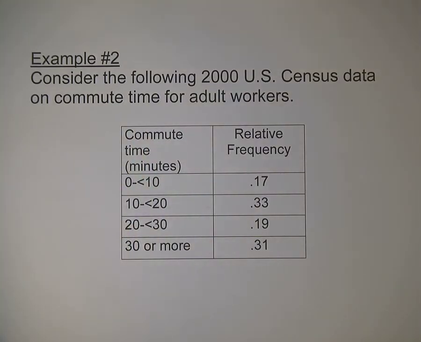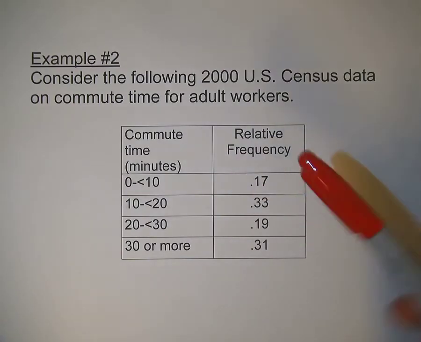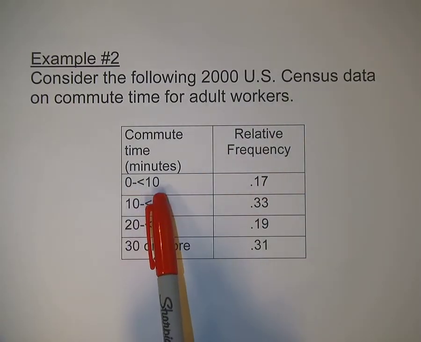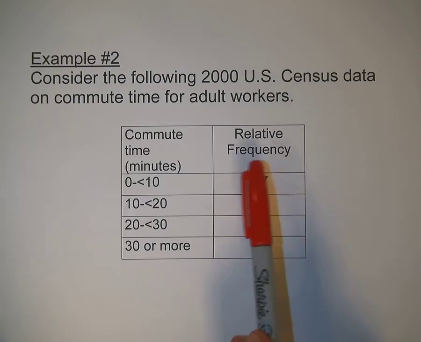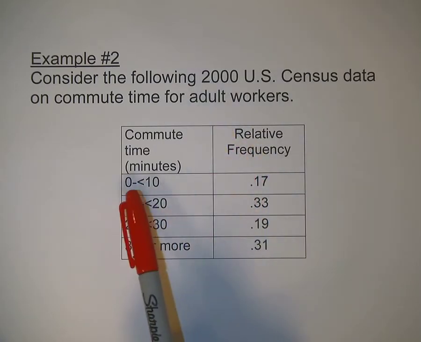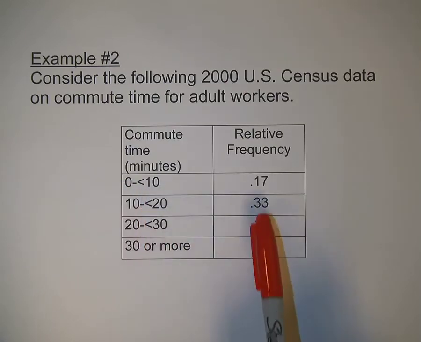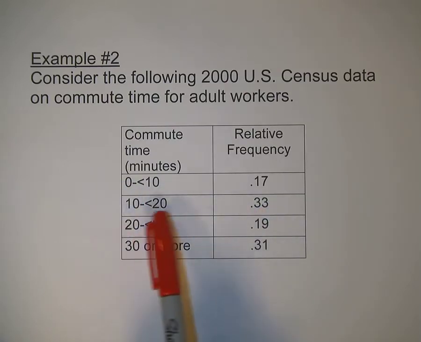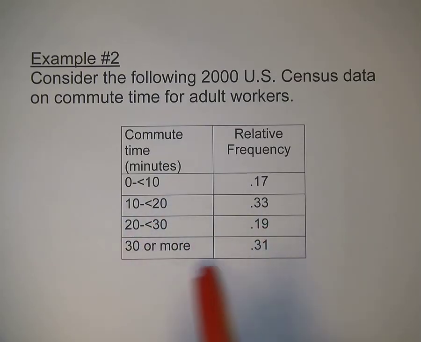What we have here is that relative frequency is basically the proportion of people that fall in a certain category. So this is a 0 to less than 10-minute commute time, and the relative frequency is 0.17. So that means 17% of these adult workers have a commute time between 0 and less than 10 minutes. 33% had a commute time between 10 and less than 20, 19% 20 to less than 30, and 31% have a 30-minute or more commute time.